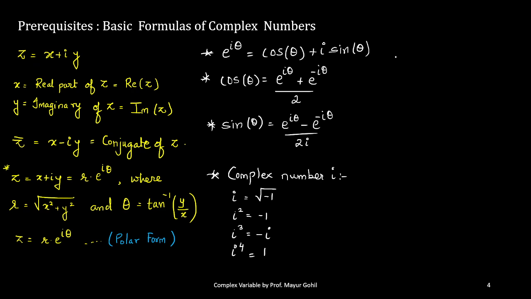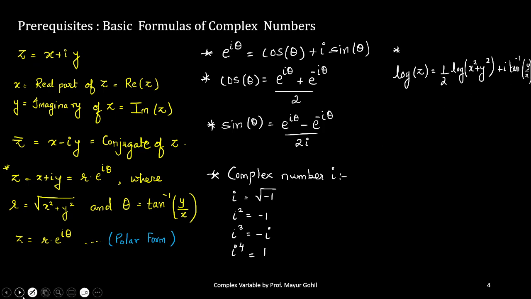One more important formula that we can derive is, it's not very important, but we will see it very often in the complex variable topic, that is logarithm of a complex number. Logarithm of z is nothing but half times logarithm of x square plus y square plus i times tan inverse y by x. I'll better write it here.